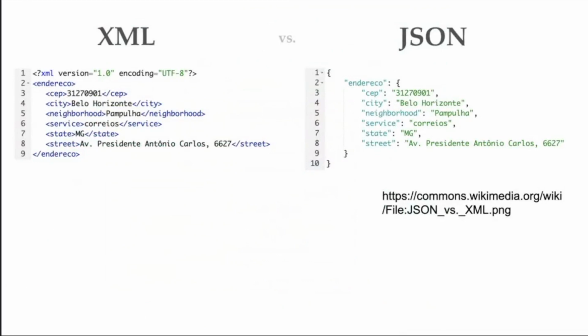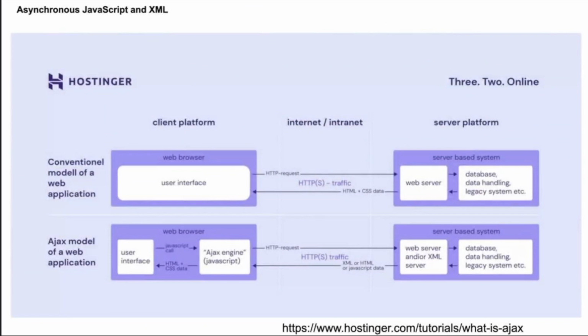On the left, you can see the XML code that you have written, and JSON is on the right. You can see how readable it is and how easy it is. On the left, it's very difficult to figure out and write. So this is what happens.